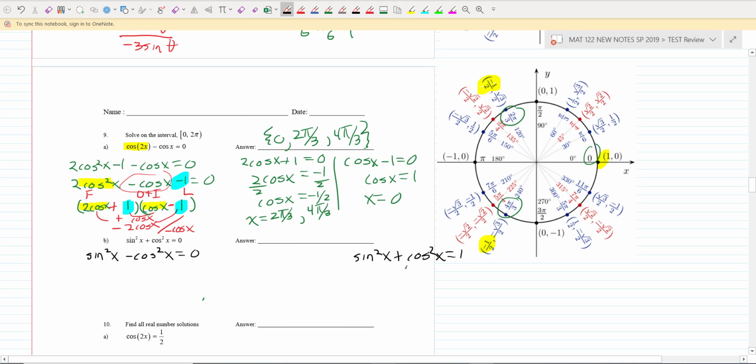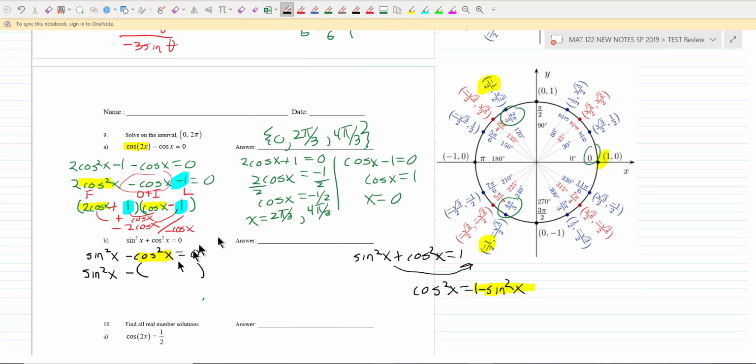I think I'm just going to solve this for cosine. So if I move the sine over there, I would have cosine squared x equals 1 minus sine squared x. I could also solve for sine and plug that in. It doesn't matter which way you do it. So I'm going to leave the sine squared alone, and I'm going to replace the cosine squared with what it's equal to. The cosine squared is 1 minus sine squared x.